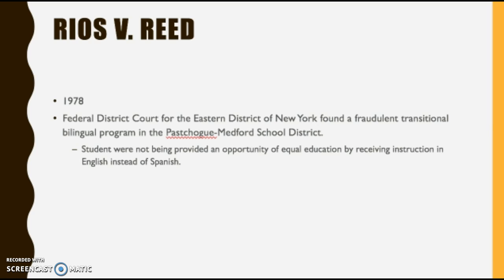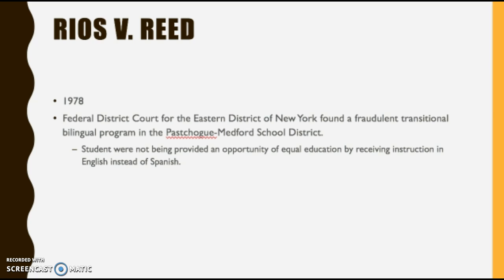Okay, and now we have Rios versus Reed. And this is another federal case, and this happened in 1978. So, the Federal District Court for the Eastern District of New York found a fraudulent transition bilingual program in the Pascagoula, I'm really sorry, I keep butchering this word, I've tried so many times, Medford School District. So, this is another similar instance where there was a facade of bilingual education that wasn't actually happening.